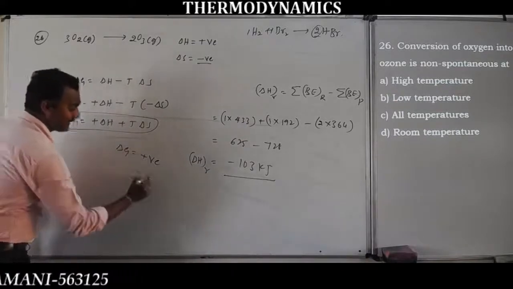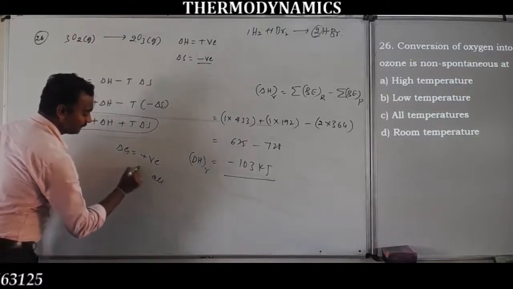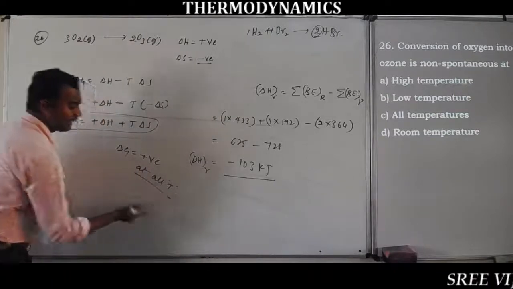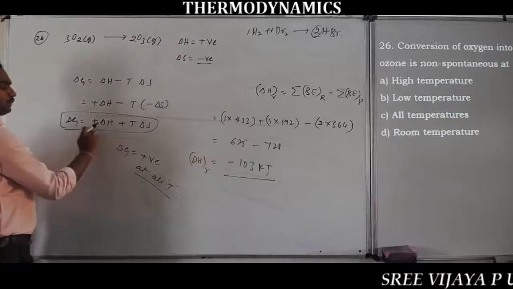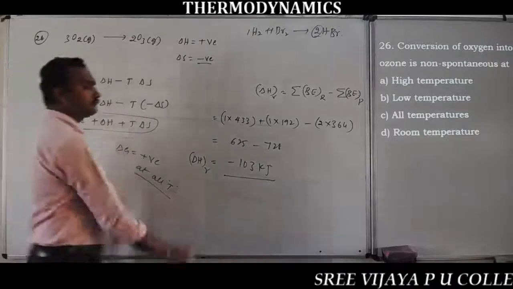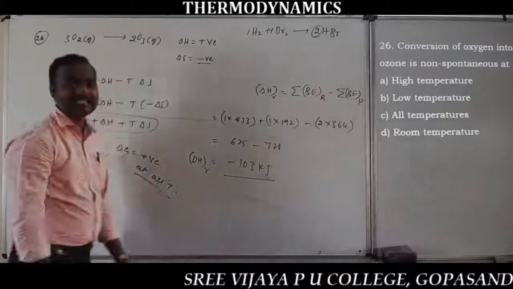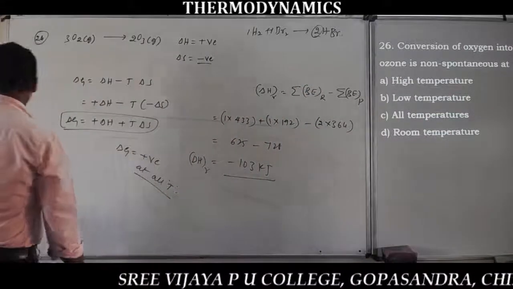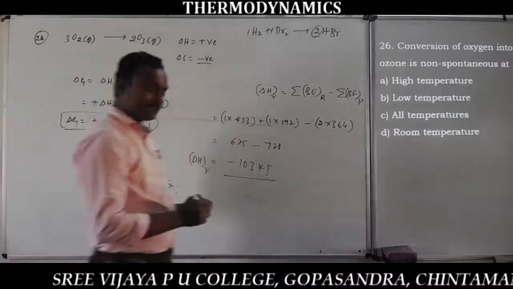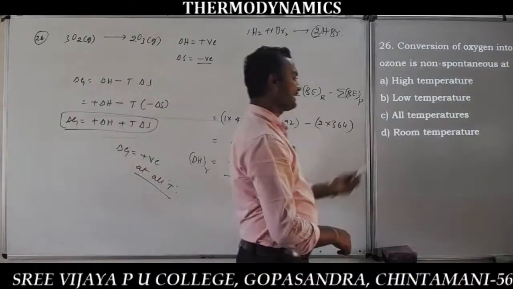So therefore delta G is positive at all temperature. At any temperature you take, delta G comes positive. Delta G positive means the reaction is taken as non-spontaneous. So therefore option C is the correct answer. For the conversion of oxygen to ozone, the reaction becomes non-spontaneous at all temperature.